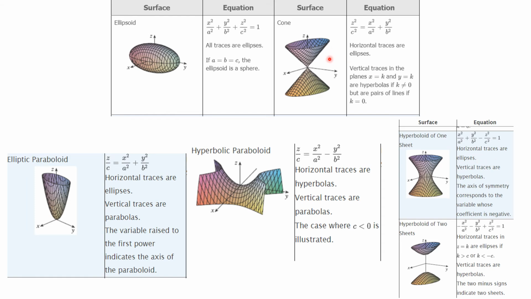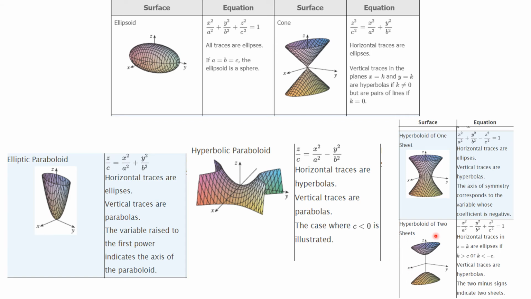We did not talk about cones, but you should study them here. And the difference between this and this is you don't have the 1. And also the z is on the other side, so the horizontal traces here are ellipses, and the vertical traces in the planes x equal k and y equal k are hyperbolas if k doesn't equal 0, but are a pair of lines if k is equal to 0. And you can see the pair of lines is the degenerate case there.